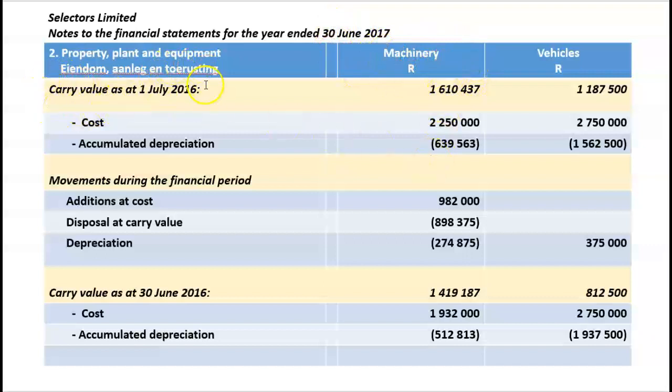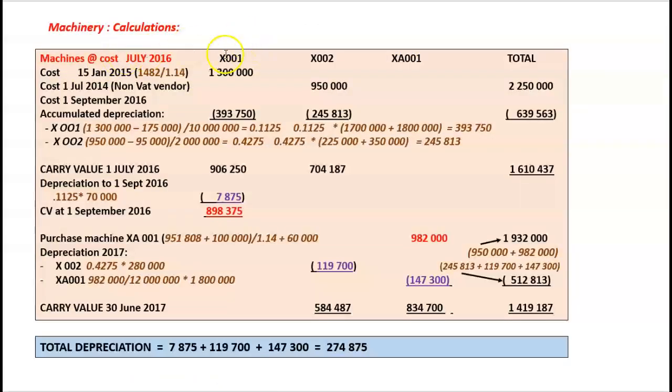And we know that the IAS 16 note consists of 3 sections. The first section, carry value as at 1 July 2016. Then our movements during the financial period, which consist of additions at cost price, disposals at carry value, and depreciation. And then our carry value at the end of the year, which is, that date is wrong, 30 June 2017, which is cost and accumulated depreciation. Great. So let's start with our calculations.